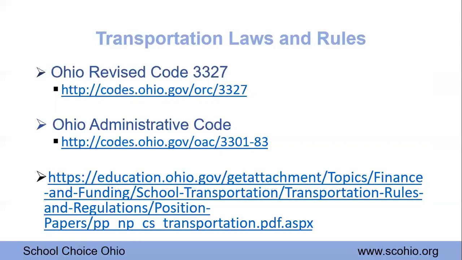Second, we have Ohio Administrative Code. This is often referred to as the rules. These rules are adopted by state agencies, or in the case of education, by the Ohio State Board of Education. Lastly, many state agencies, including the Ohio Department of Education, also provide guidance, frequently asked questions, and other documents that are designed to further clarify laws and rules.